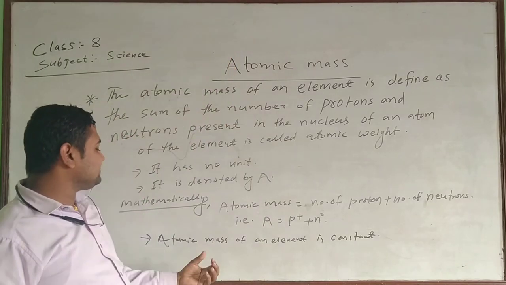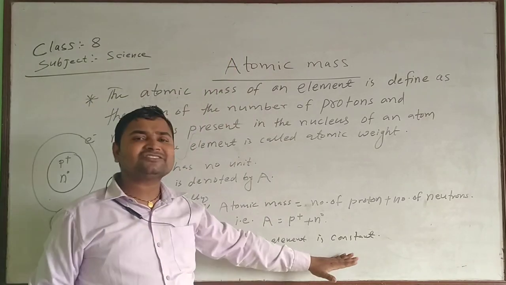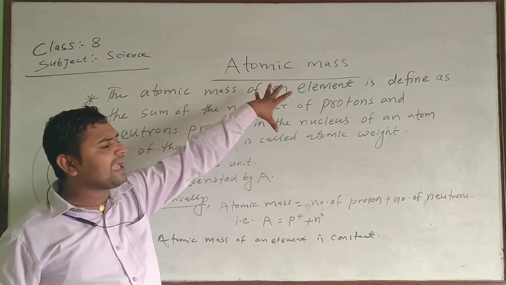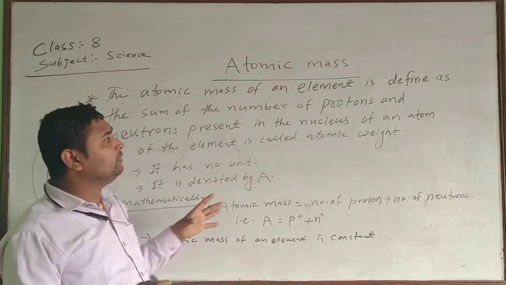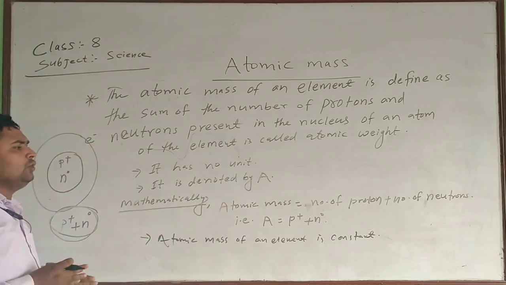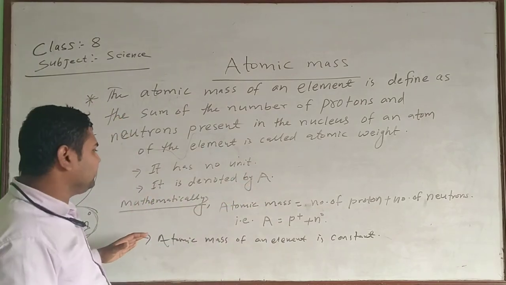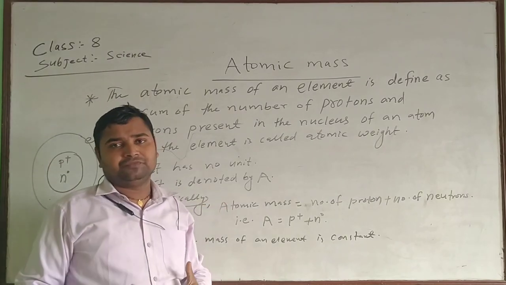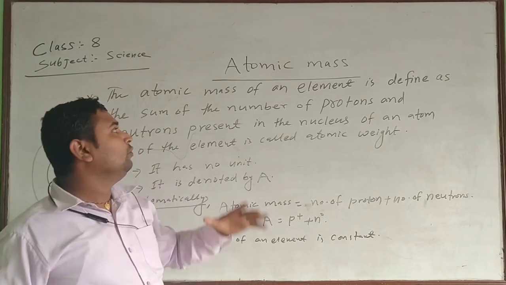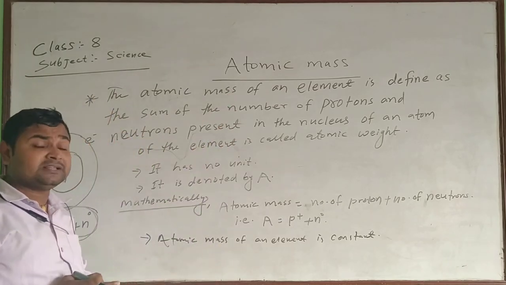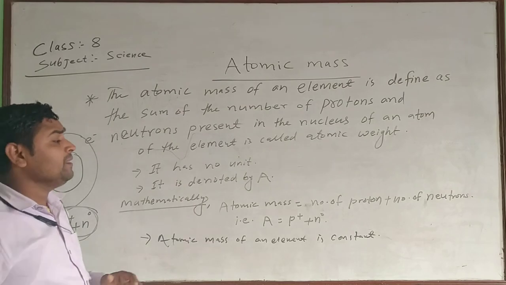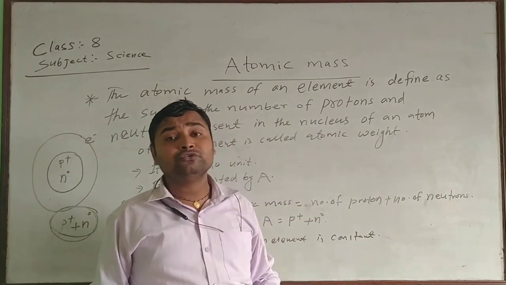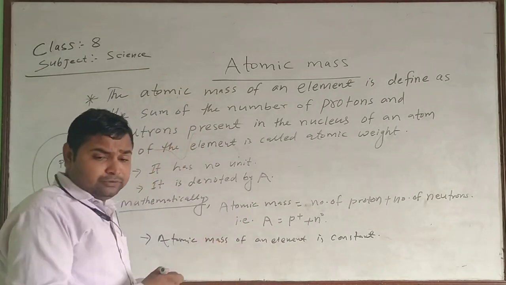The atomic mass of an element is a constant, fixed value. It has no unit. Atomic mass is denoted by capital A. We can calculate the atomic mass by using the formula: number of protons plus number of neutrons.